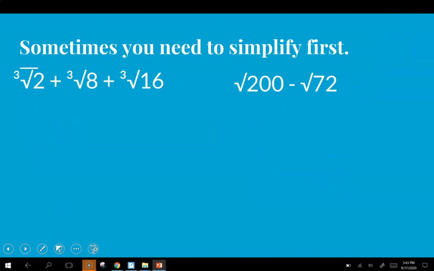Couple more. This one is the cube root of 2 plus the cube root of 8 plus the cube root of 16. Okay, lots of cube roots. Again, we're going to try to find some cube roots along the way, and hopefully we can match and we can combine. So cube root of 2, I can only separate that to be cube root of 2. There is no breaking it down. That's just going to stay cube root of 2.